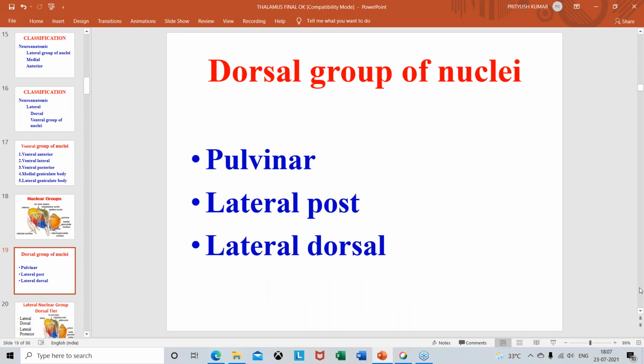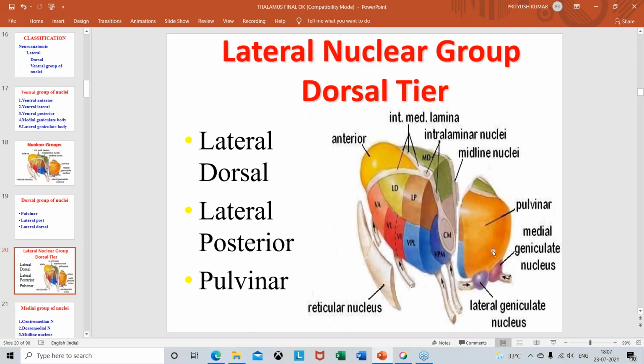The dorsal group of the nuclei. So lateral one is divided into two, ventral and dorsal. In the dorsal one, we have the pulvinar, the lateral dorsal, and the lateral posterior. This is the pulvinar, this is the lateral dorsal, and this is the lateral posterior. This lies posterior, so it is known as lateral posterior, and this is lateral dorsal. This is the pulvinar. So this group is the dorsal, this group is the ventral, this is anterior, and this is the medial.